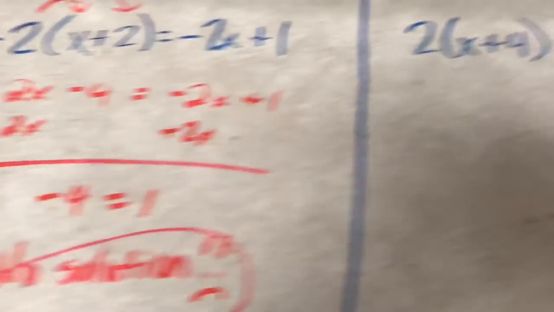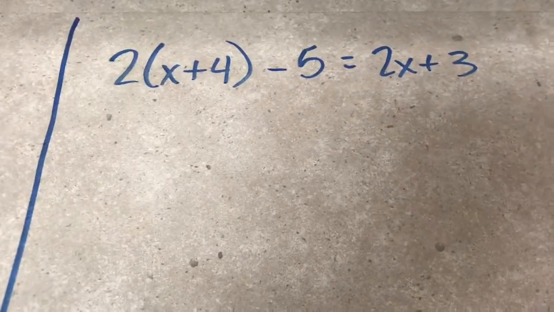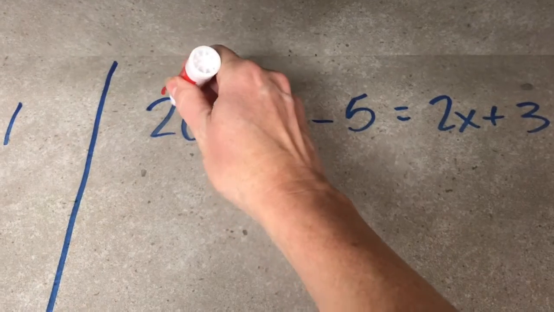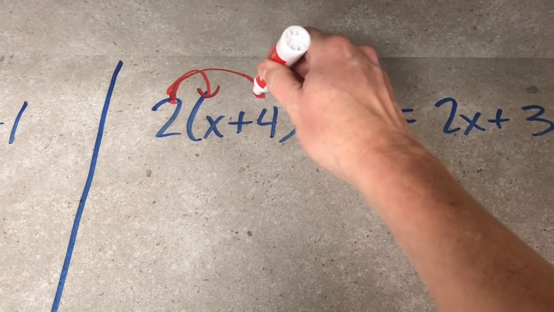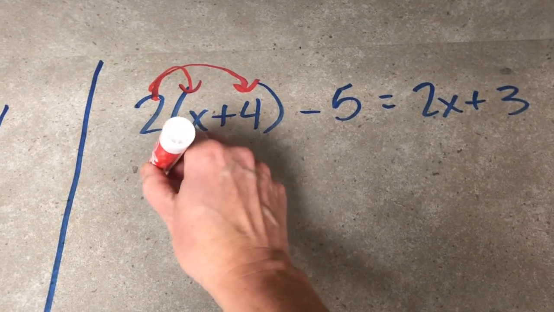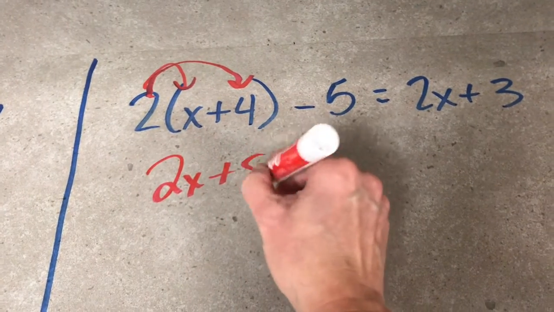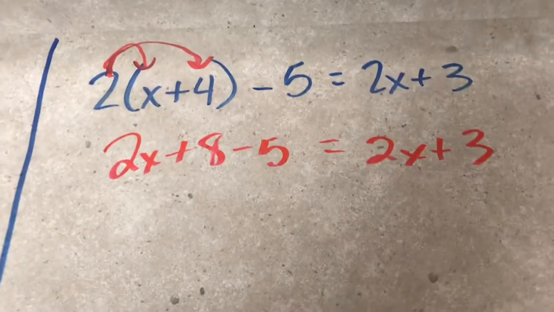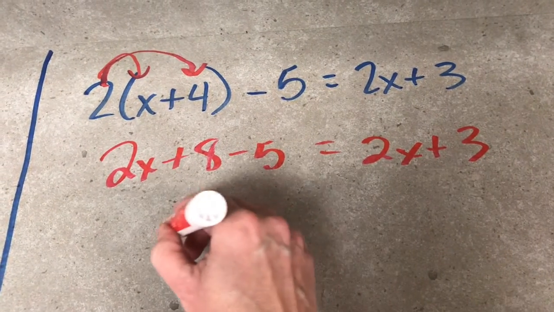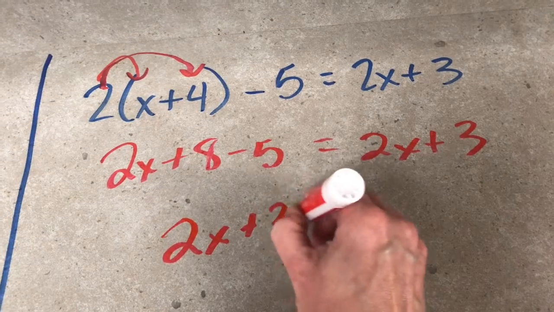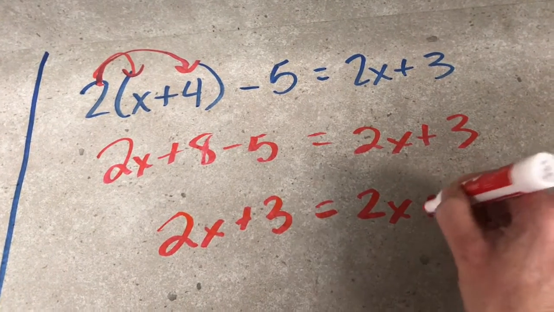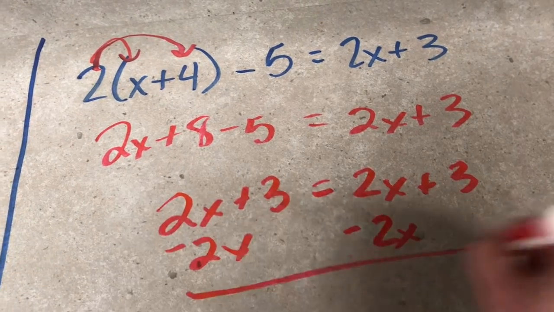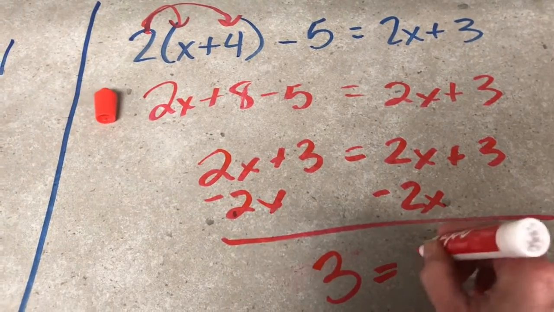Okay, no solution. So sad. Okay, let's look over here. I'll distribute the 2 through there. So this will say 2x plus 8 minus 5 equals 2x plus 3. And then I'll combine like terms here. So I get 2x plus 3 equals 2x plus 3. If I subtract 2 x's from both sides, the x's are all gone, and I just get 3 equals 3.